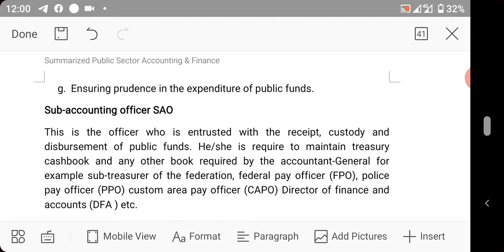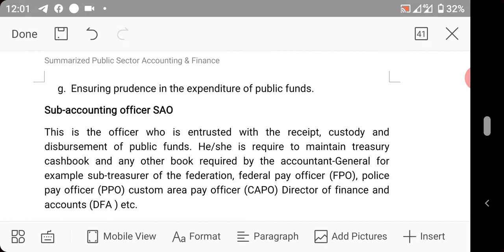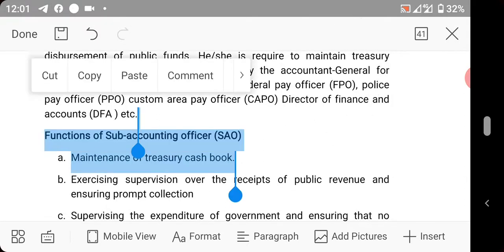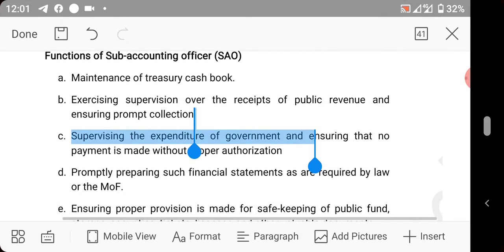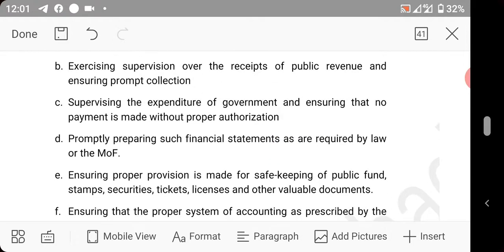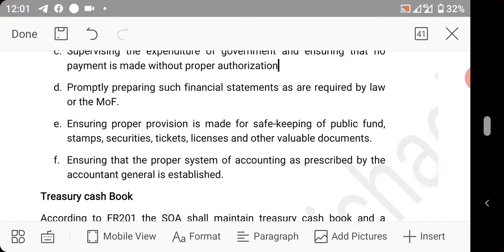This is the officer who is entrusted with the receipt, custody, and disbursement of public funds. He or she is required to maintain the treasury cash book and any other book required by the Accountant General, for example, Sub-Treasurer of the Federation, Federal Pay Officer, Police Pay Officer, Customs Area Pay Officer, Director of Finance and Accounts. So they have their functions too: maintenance of the treasury cash book, exercising supervision over the receipts of public revenue, supervising the expenditure of government, ensuring that no payment is made without proper authorization, promptly preparing such financial statements as are required by law, and ensuring proper provision is made for safekeeping of public funds. That is that for that.